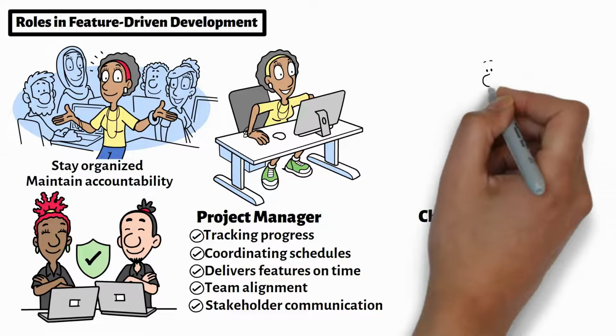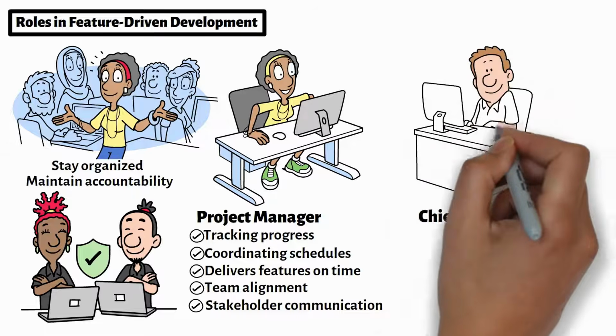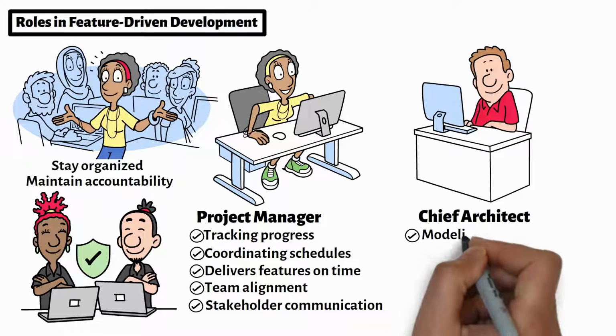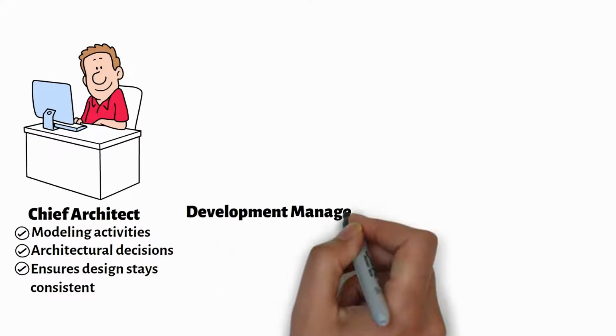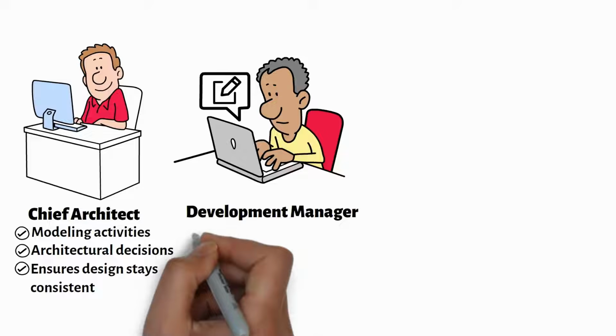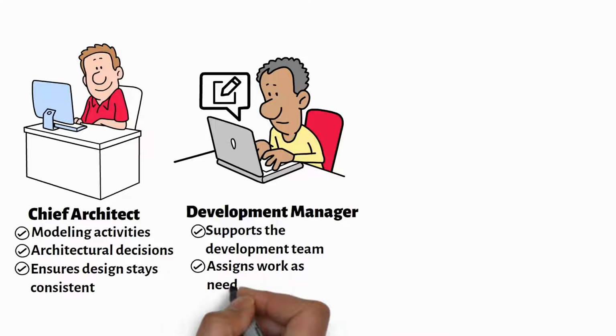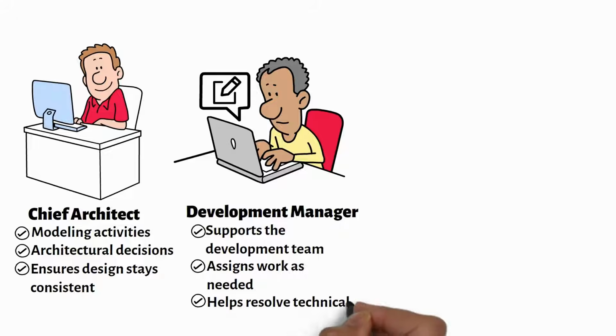The chief architect defines the system's overall structure. This person leads the modeling activities, guides architectural decisions, and ensures that the software design stays consistent with the business needs. The development manager handles the day-to-day technical operations. This role supports the development team, assigns work as needed, and helps resolve technical issues that may slow down progress.